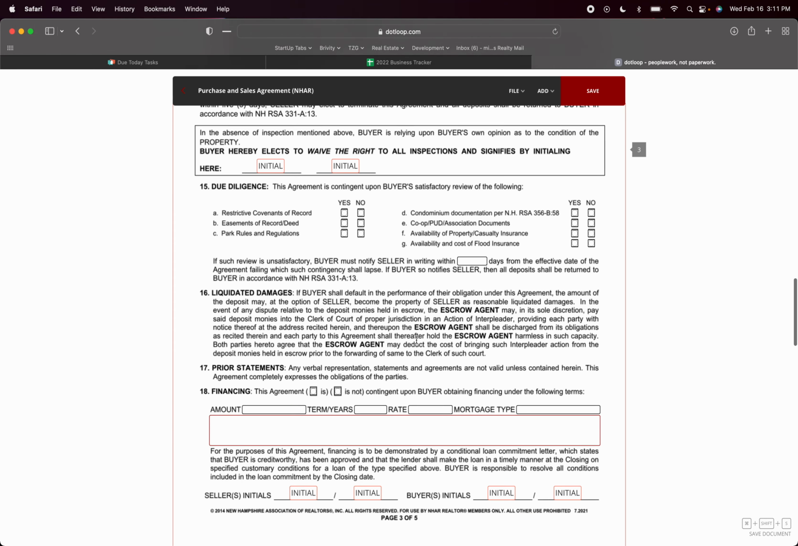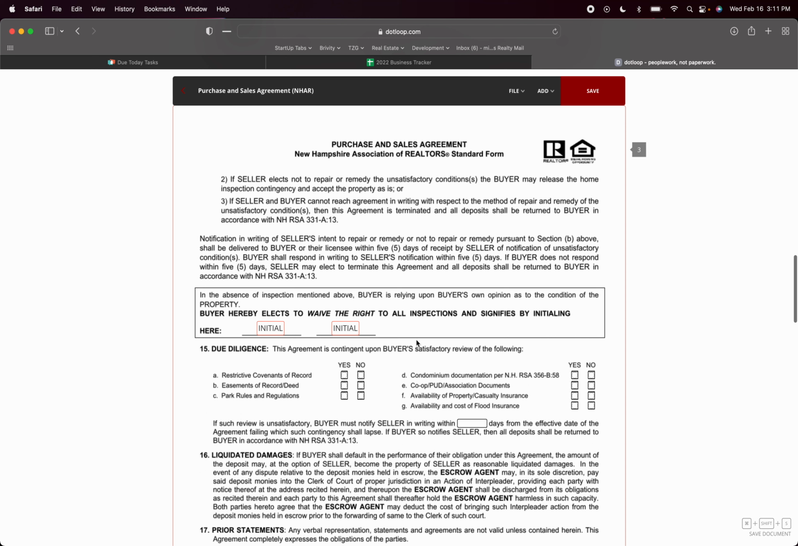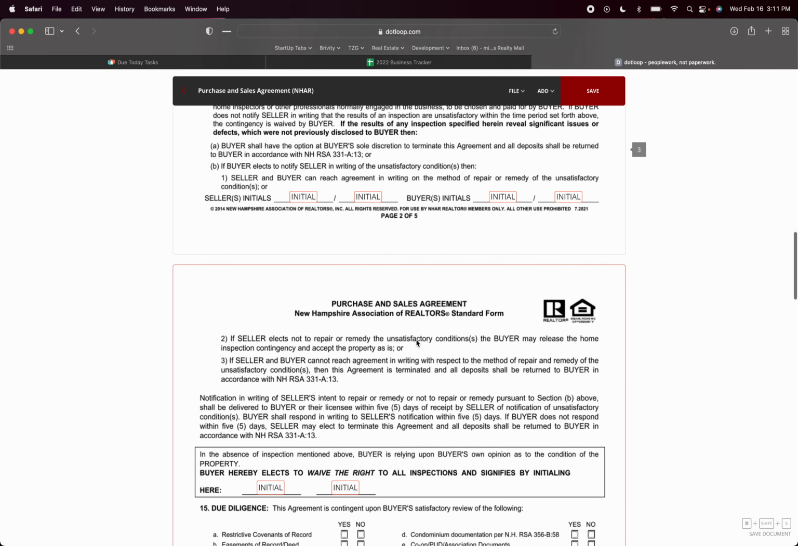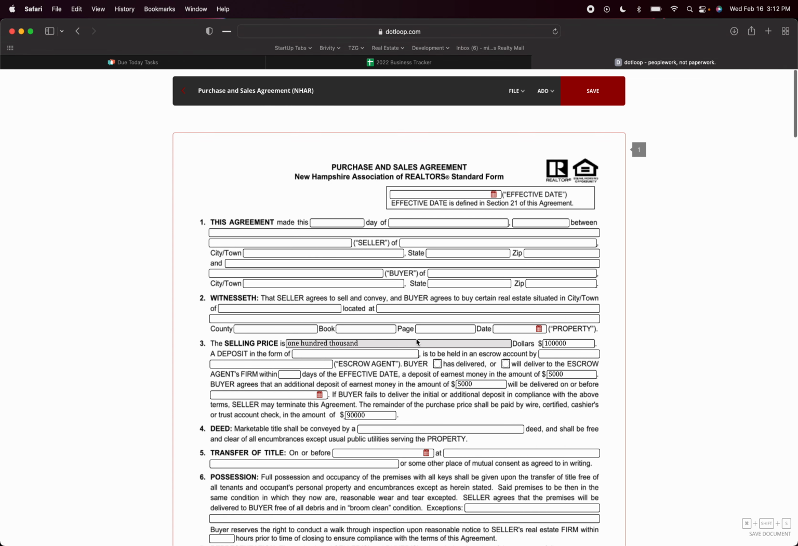If there's anything you ever have questions about, again, don't hesitate to ask Mark, to ask Michelle, ask someone on the team to get clarity. This is one of the most important documents involved in a real estate transaction. It's really important that you understand it before you have your clients sign it.